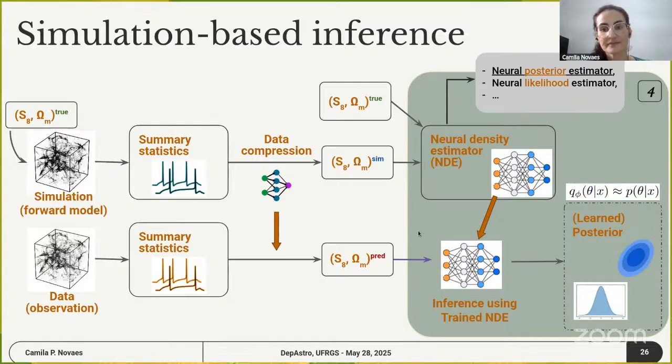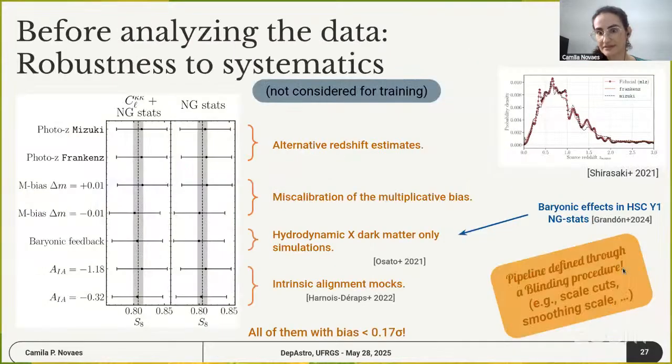So after training your NDE, your neural density estimator, you can apply it to the predicted values, to the compressed values coming from your real data. And then applying this trained model to the real data, you can infer the posterior distribution of your data for each of the cosmological parameters.